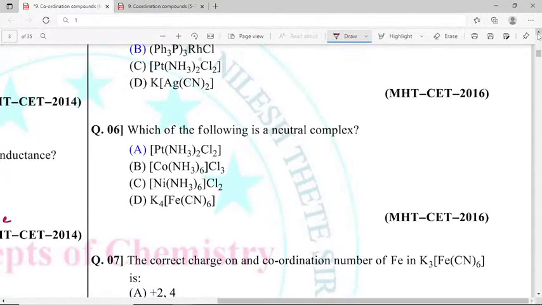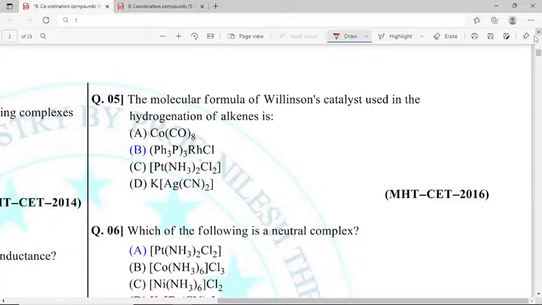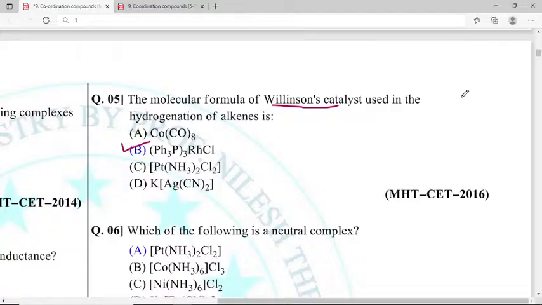Next question. The molecular formula of Wilkinson catalyst. Wilkinson catalyst is triphenylphosphine rhodium chloride.